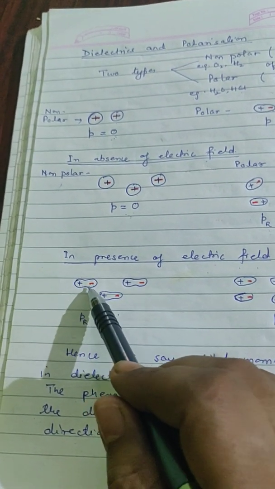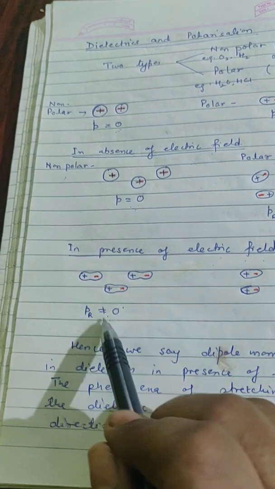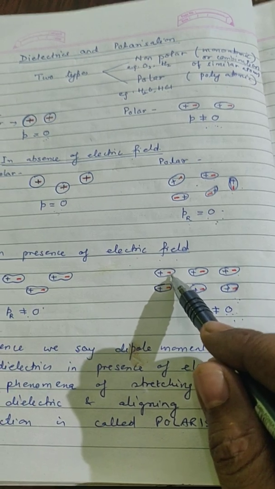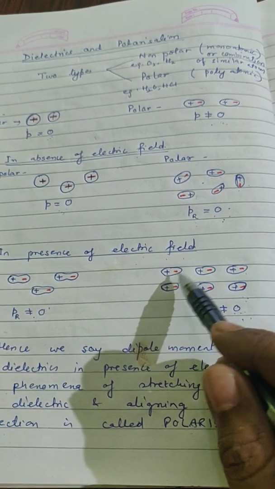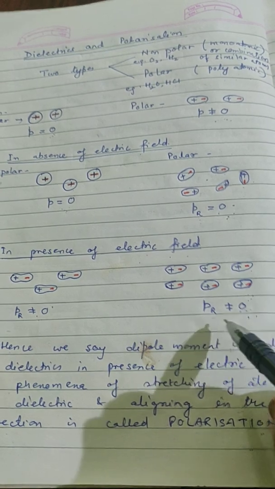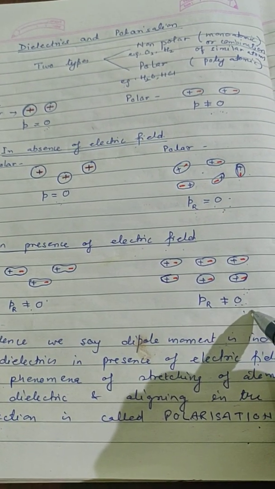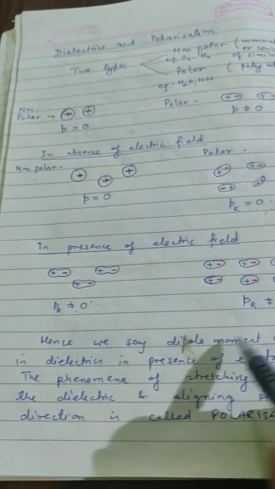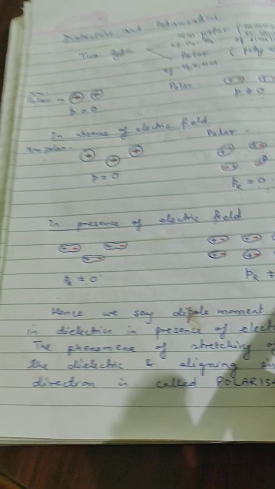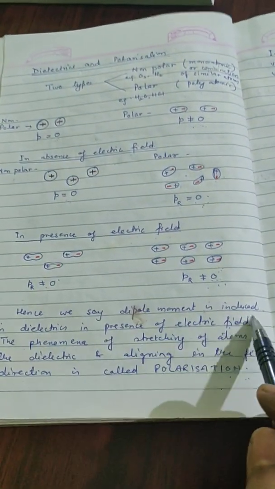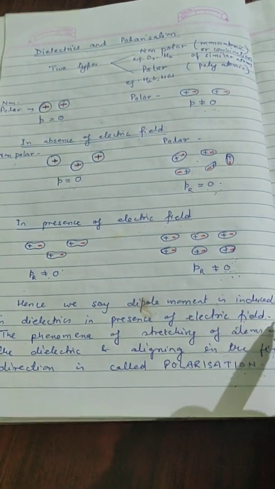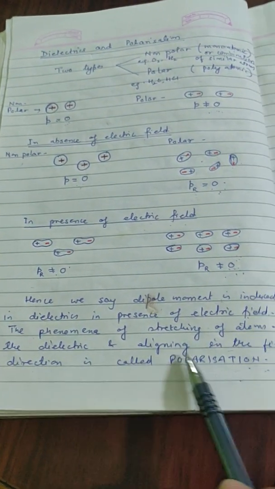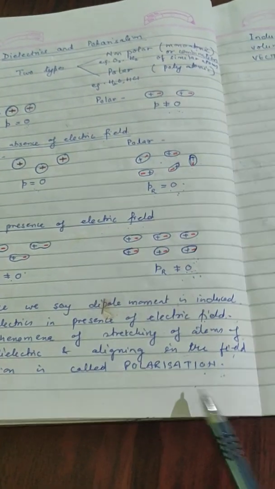In presence of electric field, the non-polar dielectric atoms get slightly stretched out. The center of mass of positive and negative charge separate. That means a dipole moment is induced. And for the polar dielectrics, the molecules align themselves in the direction of the field and the resultant dipole moment is no longer 0. So both have induced dipole moment now. Hence we say that the dipole moment is induced in the dielectric in presence of electric field, and the phenomena of stretching of atoms of the dielectric and aligning in the field direction is called polarization.